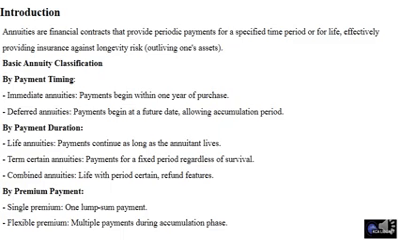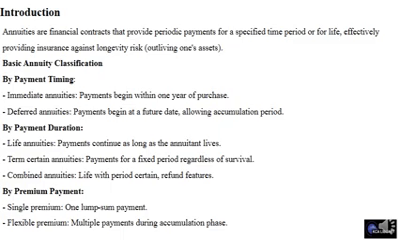So the basic annuity classifications are by payment timing, by payment duration, and by premium payment. By payment timing, we have the immediate annuity and the deferred annuity. The immediate annuity's payments begin within 1 year of purchase, while the deferred annuity's payments begin at a future date, allowing an accumulation period.